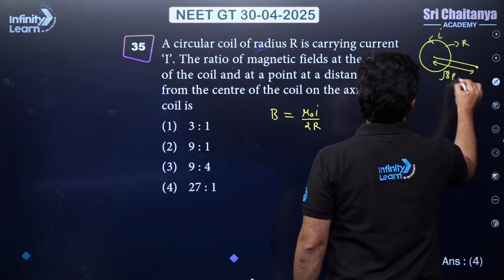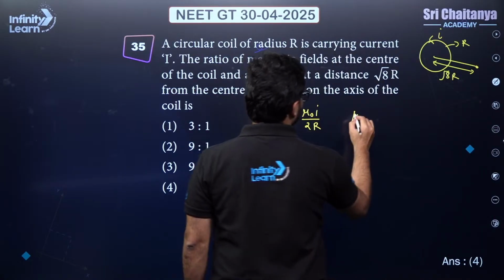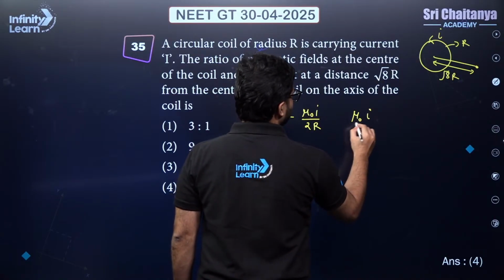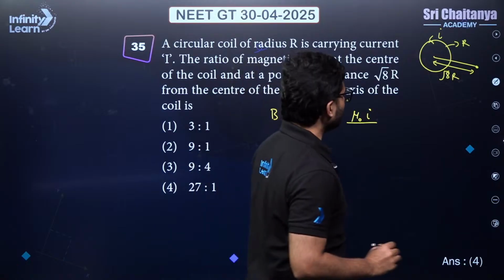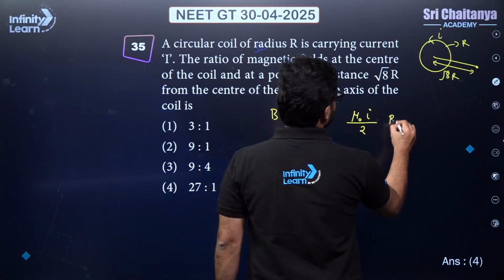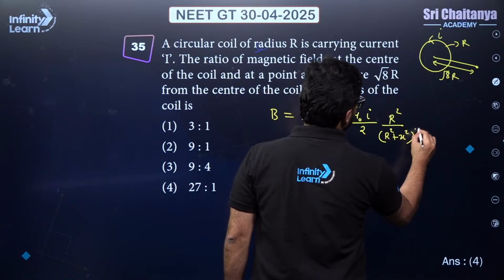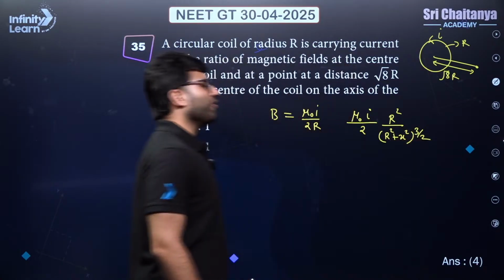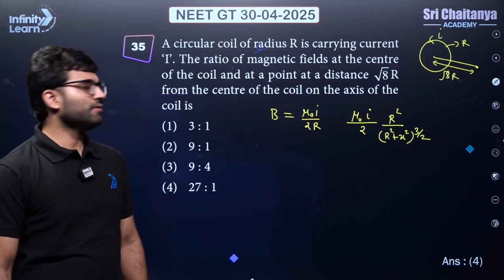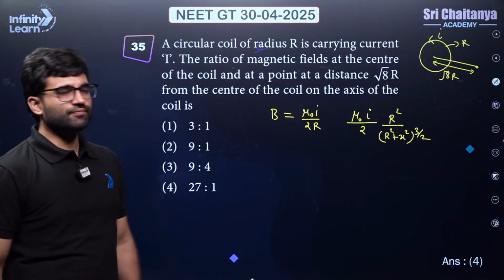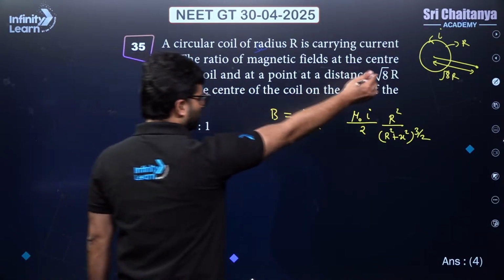So there is a standard formula. I think most of you would know. Mu naught I. What is the formula? Can anybody tell me? Mu naught I by 2, r square upon r square plus x square to the power 3 by 2. That is the formula of magnetic field on the axis of a coil, right?